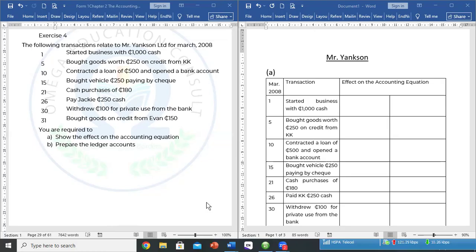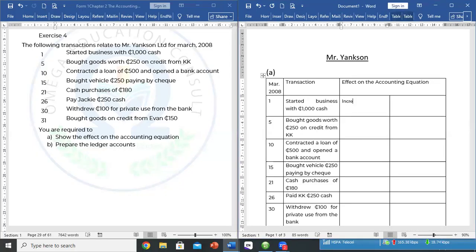Yes, Christabel. There's going to be an increase in assets and increase in capital. Exactly. Increase in asset and increase in capital. So in showing your effects, you only have to tell us that this transaction will lead to increase in asset. But here you have to give us the specific asset, right? Because the specific asset was mentioned, that was cash. So it's going to be an increase in asset cash and then a corresponding increase in capital. So this is how you write your effects, as simple as that.